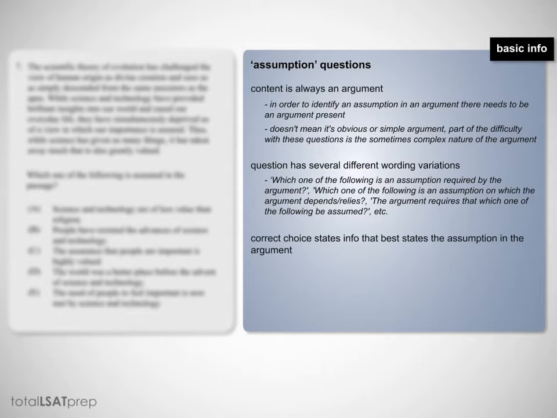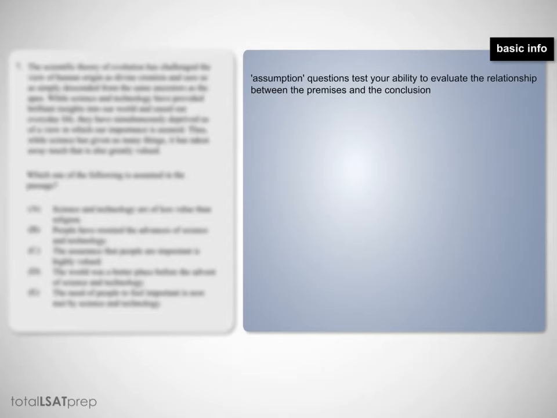The correct choices in these questions state the information that best states the assumption in the argument. And these questions appear regularly in every test, often several times per section. So this is one of the more common question types, like weaken and strengthen. Essentially, assumption questions test your ability to evaluate the relationship between the premises and the conclusion. An assumption on the LSAT is an unstated premise that is sufficient or necessary for the conclusion to be true.